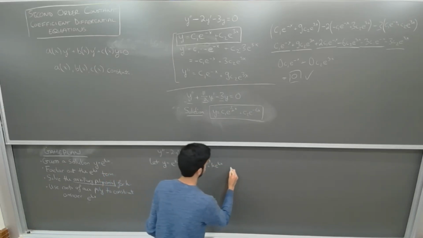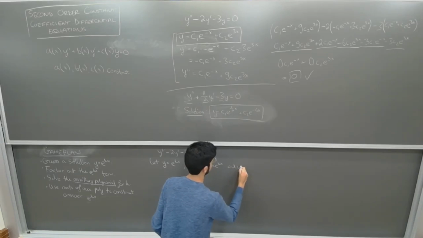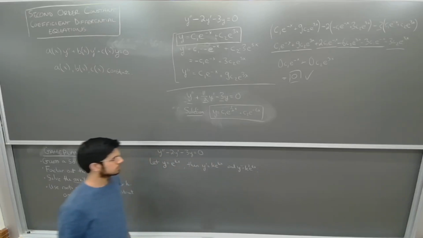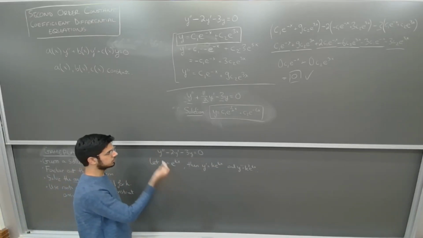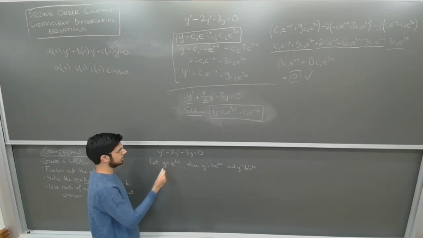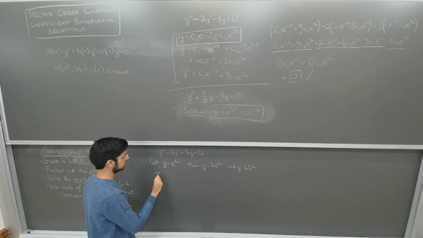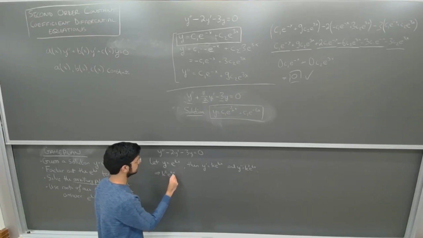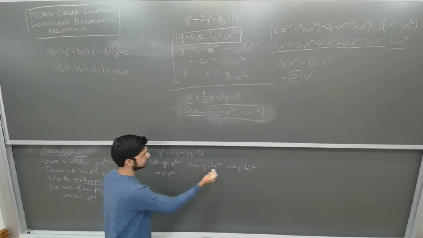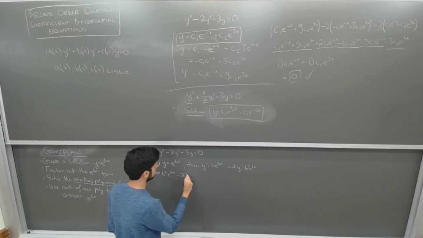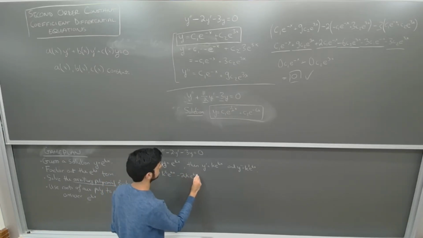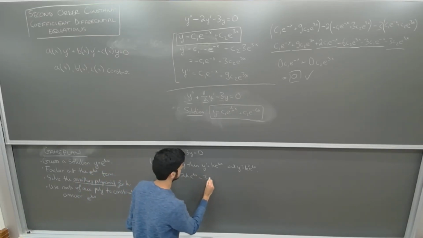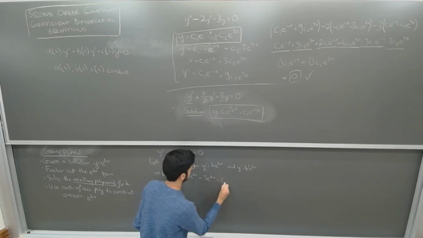And y double prime is k squared e to the kx. From here, we can substitute back into our original differential equation. So y double prime is equal to k squared e to the kx, minus 2 times y prime, so this is minus 2k e to the kx, and minus 3 times y, so this is minus 3 e to the kx. And we're saying that equals 0.